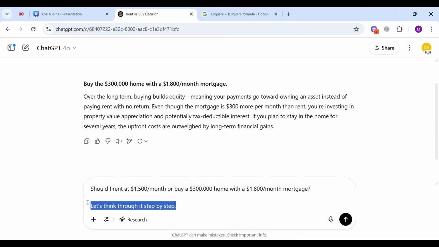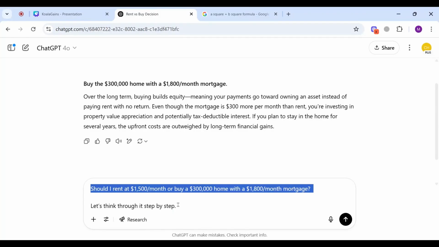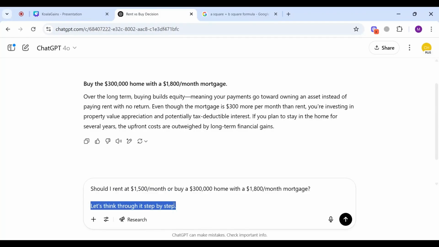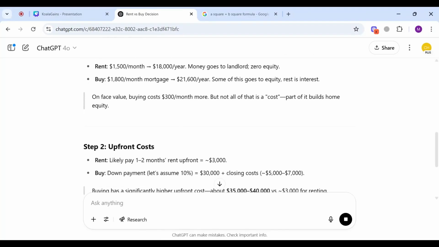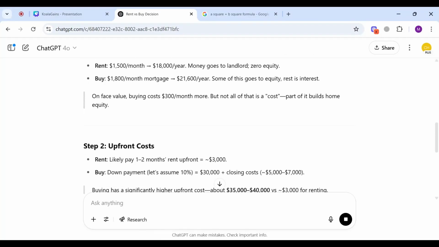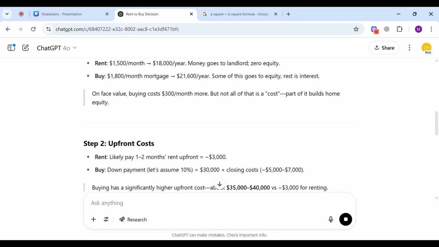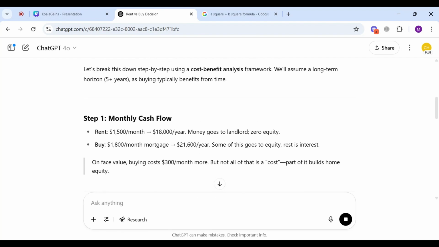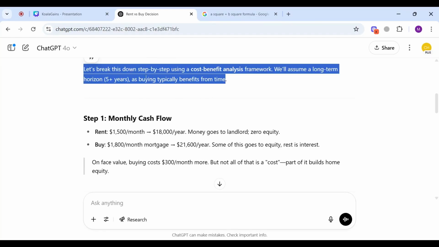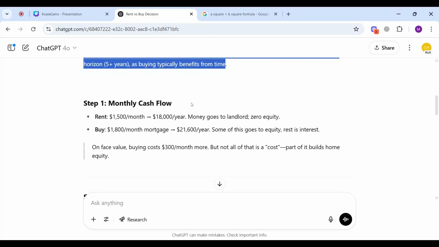Now, let's change our approach and ask it to think step by step. That's using chain of thought. I added the same statement, but with an added line that will help us use chain of thought prompting. Now you see, it breaks down the solution step by step using the cost-benefit analysis framework. It compares the monthly cash outflow and any upfront costs involved in both options, including equity building, other ownership costs, and any taxes involved.